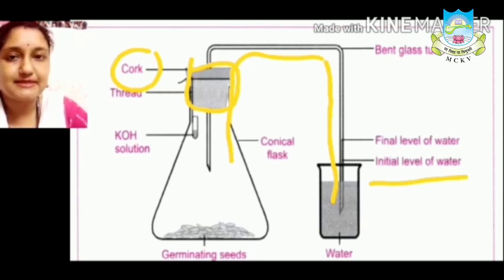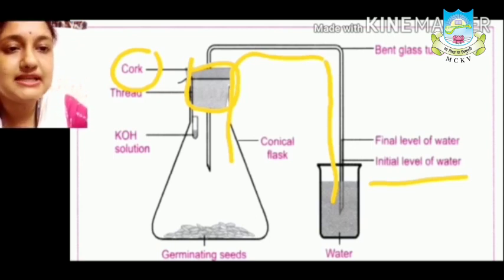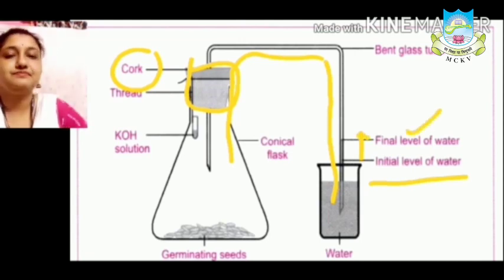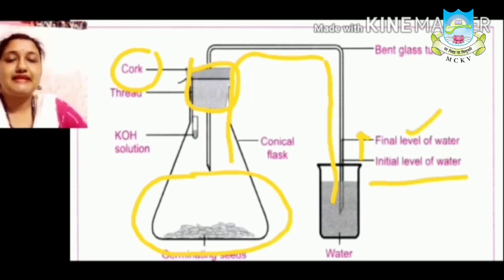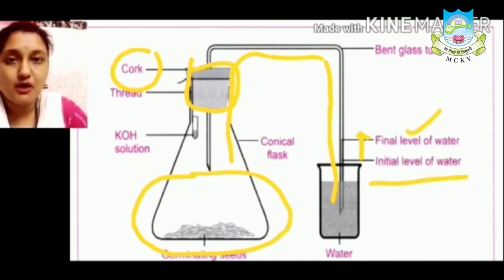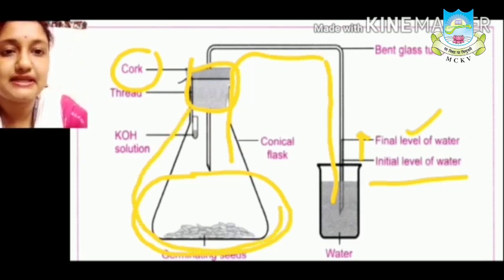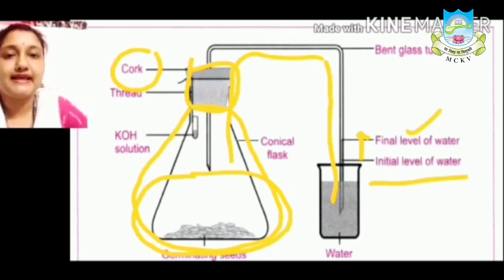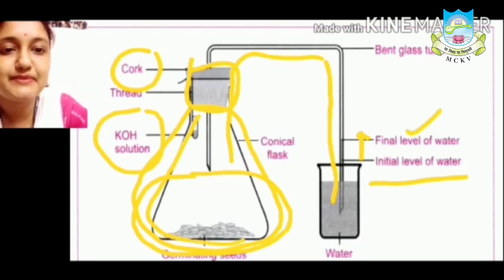If you keep the experimental setup for some time, or an hour, you will observe that the water level has gone up till here. Why has it happened? Because the germinating seed can respire. Respire means the stored food particles in the germinating seed will break down in the presence of oxygen, and it will produce carbon dioxide, water and energy, and that carbon dioxide will fill up this conical flask, which is absorbed by the KOH solution.